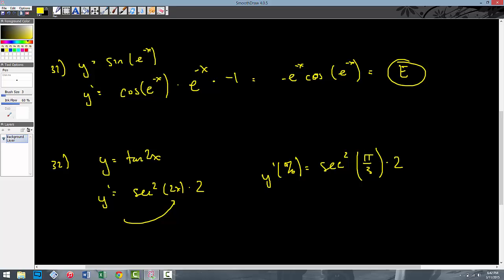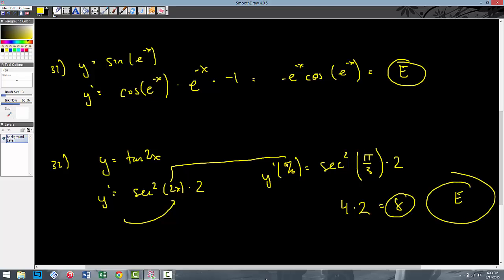Now, where did the pi over 3 come from? If you multiply a 2 times pi over 6, the 2 and the 6 knock each other out. Secant of pi over 3 is 2. 2 squared is 4, times 2 is 8. In other words, your answer is, you guessed it, E.